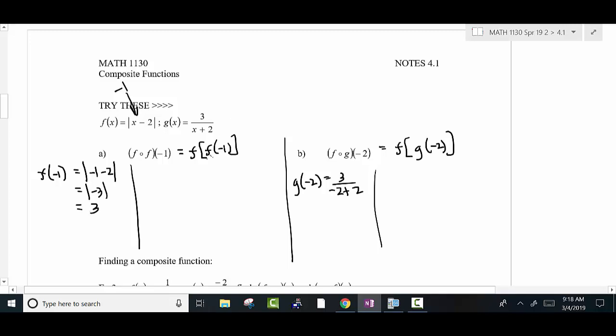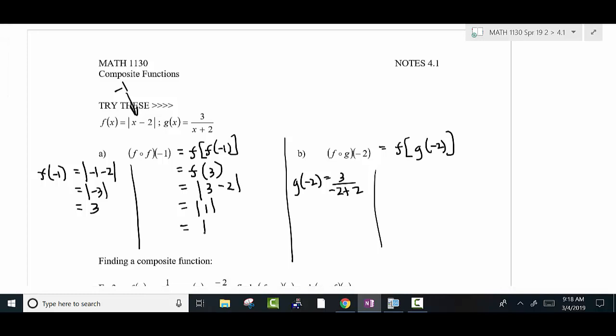Okay, so that's what you get, is f of 3 now. Then you're going to plug back into f. So that's going to be absolute value of 3 minus 2. So that's equal to absolute value of 1, so that's 1. Okay, that's how you do it. As long as you do your arithmetic in the right order, you're okay.